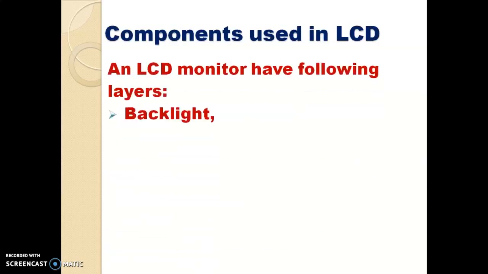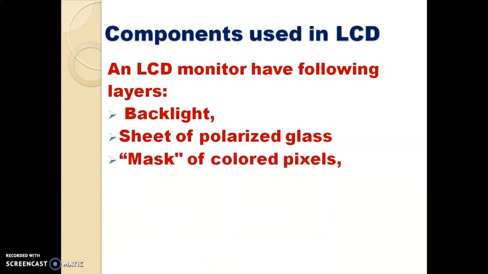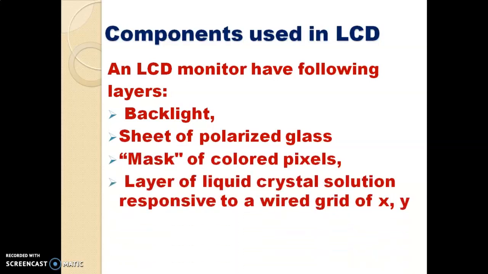Here are the different components used in the LCD. First, the backlight. Second, sheets of polarized glass. There are two sheets of polarizing filters used, a horizontal polarizer and a vertical polarizer. Third, the mask of colored pixels. Fourth, the layer of liquid crystal solution responsive to a wired grid of XY coordinates.